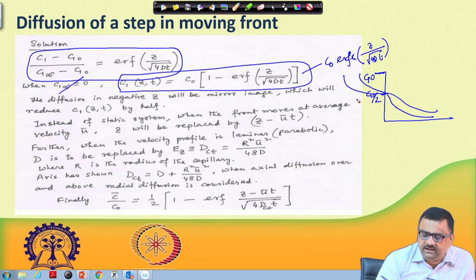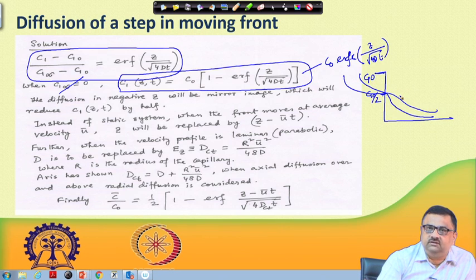So what they said is that when there is a flow, we are not maintaining C1 0; rather, anything that is diffusing to the downstream has to come from the upstream. Any gain in the downstream is equivalent to loss in the upstream. So if these are mirror images, instead of C1 0, we should consider this to be C1 0 by 2 straight away. That is why this half is appearing here.